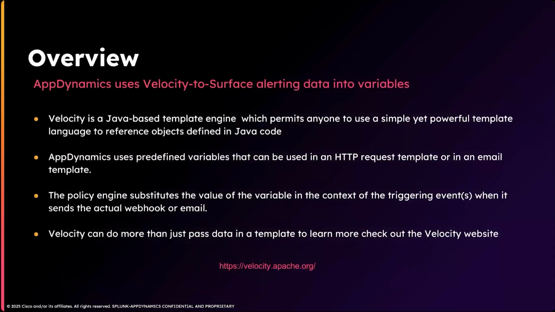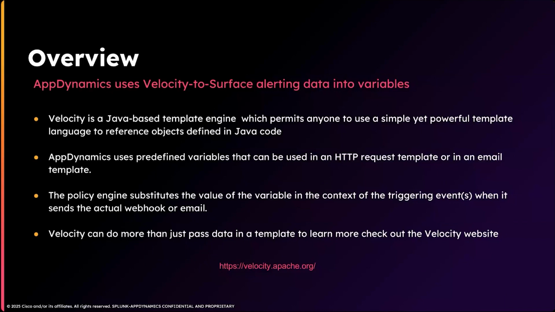AppDynamics uses Velocity to surface the alerting data into variables. Velocity is a Java-based templating engine which permits anyone to use a simple yet powerful templating language to refer to objects in the Java code. We're going to do a deep dive on these templating variables so you understand exactly how they work. AppDynamics uses predefined variables that can be used in an HTTP request or in an email to derive value for the customer. These can all be customized, and we're happy to share examples with you towards the end of the presentation. The policy engine substitutes the value of the variable in context to the triggering event or alert when it actually sends the webhook or email out.